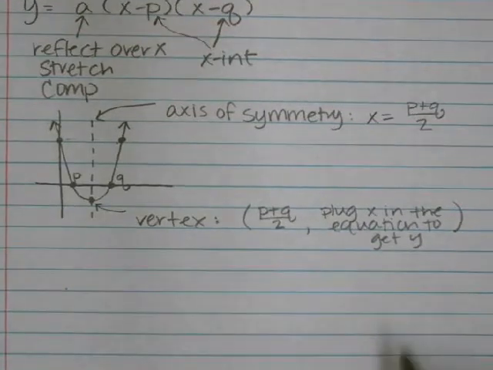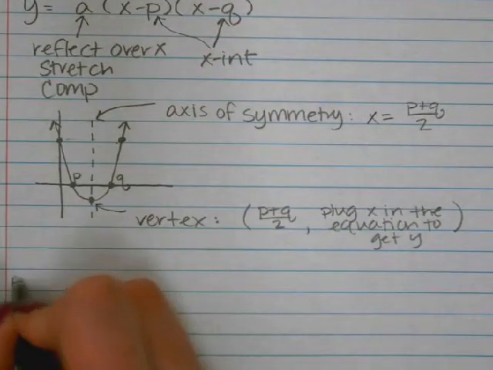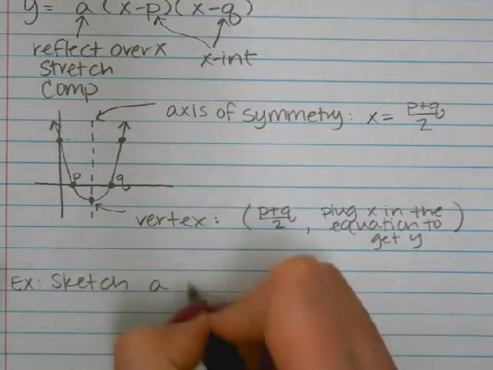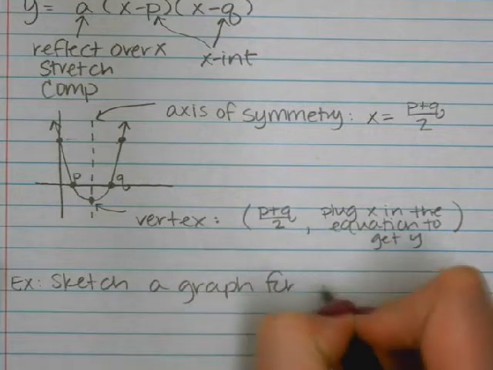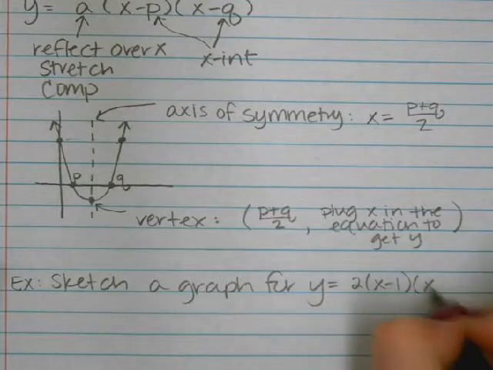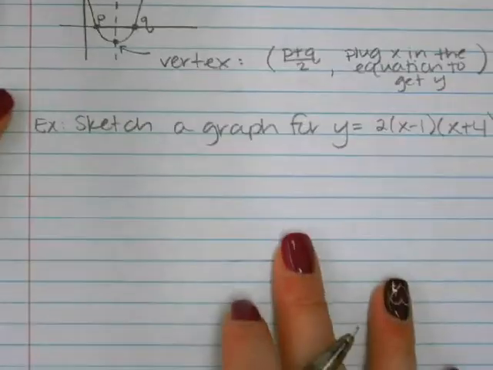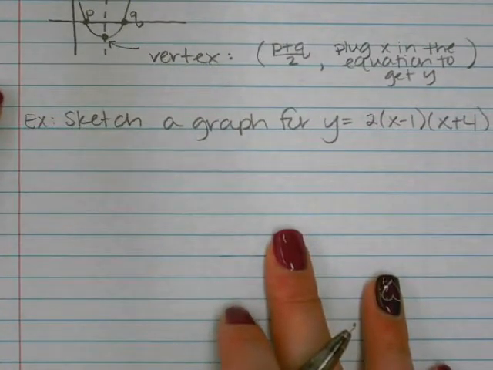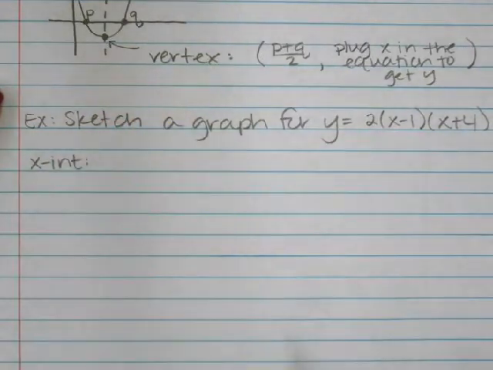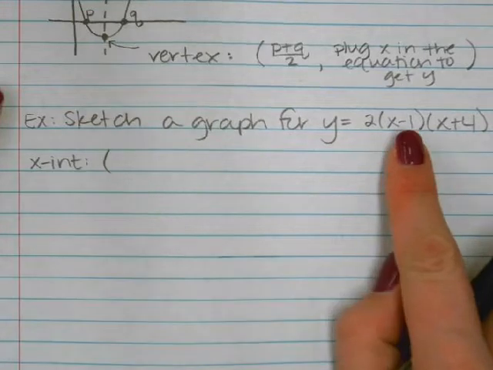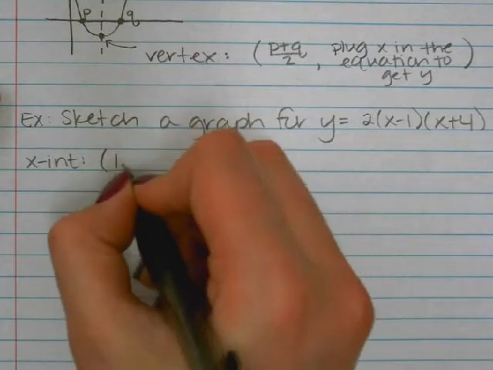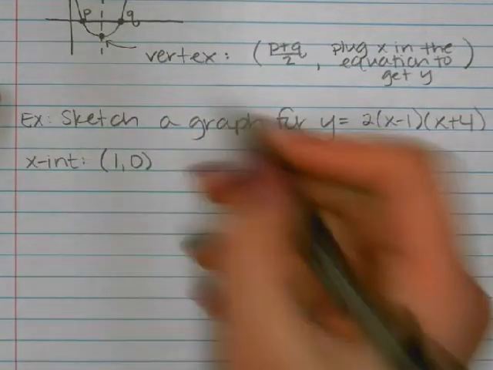So we're going to do an example of this so you guys can see exactly how it works. The instructions are going to say to sketch the graph for y equals 2 times x minus 1 times x plus 4. First thing, we're going to look for the x-intercepts and the y-intercept. The x-intercepts here are just going to be the opposite sign of each of these. So this x-intercept is positive 1. This x-intercept is negative 4.